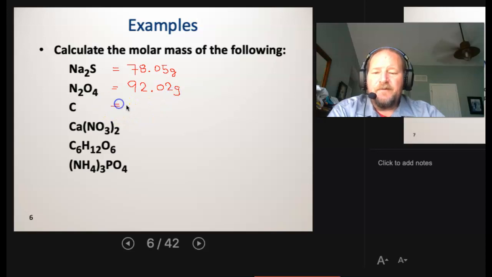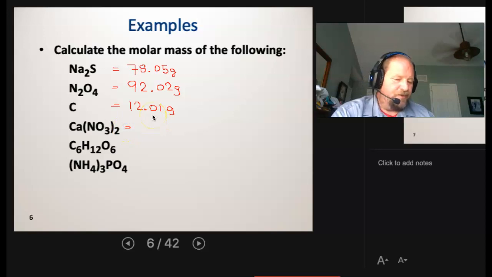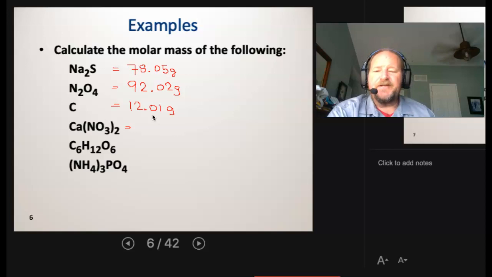Carbon's pretty straightforward. We'll just go to our periodic table. That's going to be 12.01 grams. For calcium nitrate, there's a couple ways you can do this. You could do the nitrate first and then add the calcium, or you could do each individual one. Just make sure you carry that subscript 2 through the nitrate.